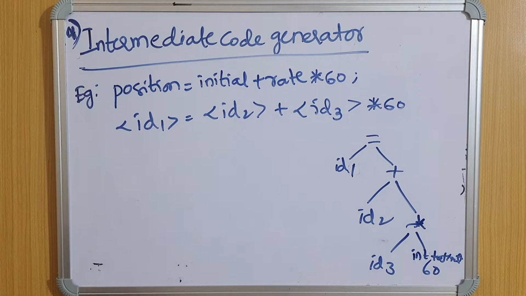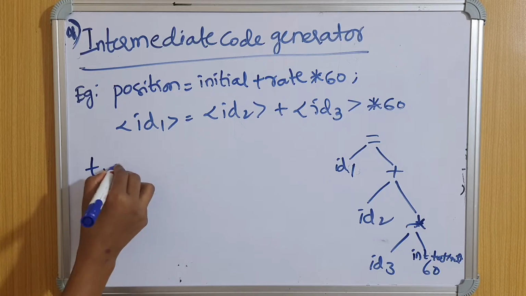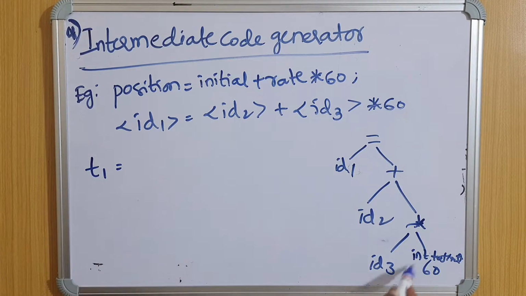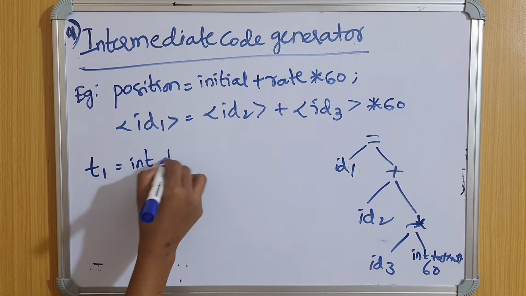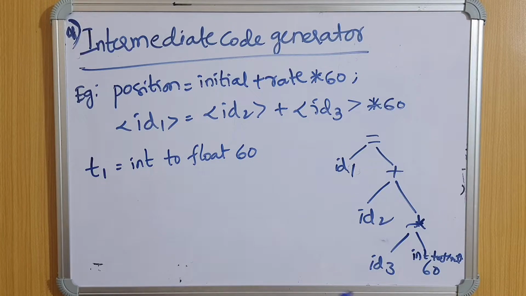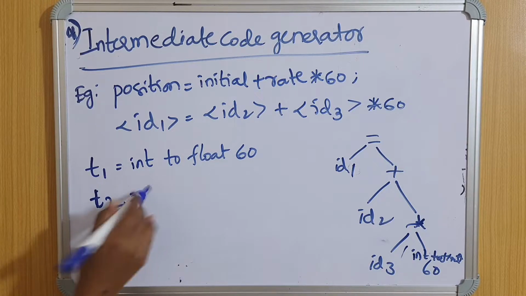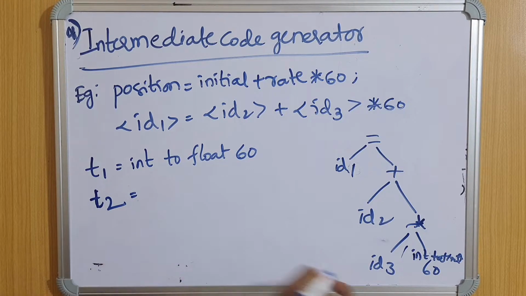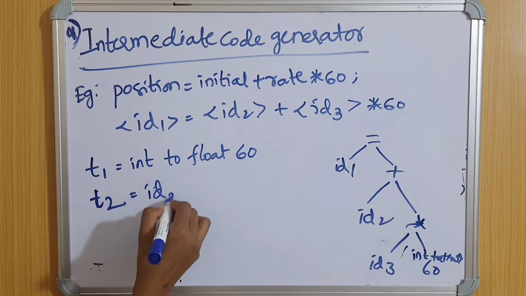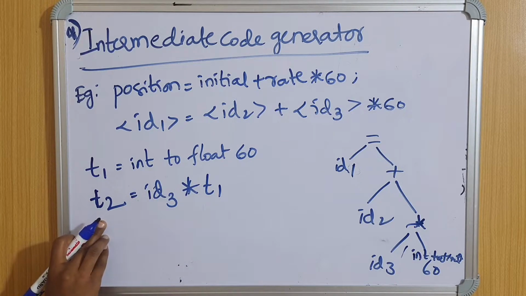Now we have to generate the intermediate code. What we are doing first, for example, take the temporary variable t1. This value will be stored. What is that value? Integer to float 60. Then our operation is finished here. Next, we have to multiply id3 with the value we have stored. Take another temporary variable t2. Then id3 is multiplied with t1, and that will be stored in t2.